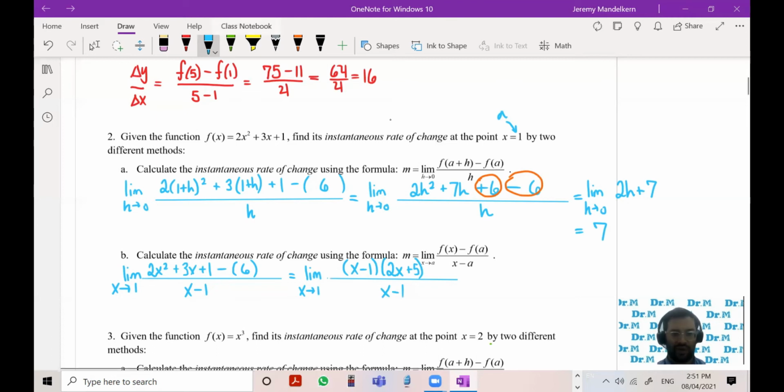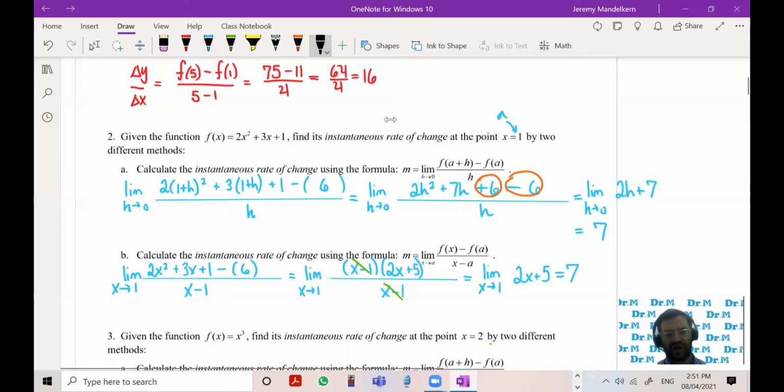Now we can cancel out the x minus 1s and just apply the limit to the simplified function. So it's the limit as x goes to 1 of 2x plus 5. Unsurprisingly, this is also equal to 7.